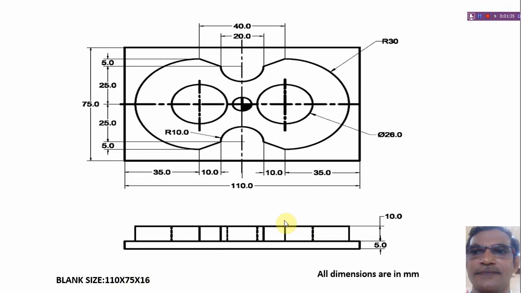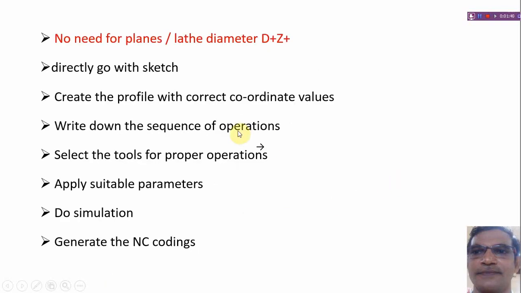And next one is steps we are following. The lathe operation, we are selecting the lathe diameter D plus and Z plus. For milling operation, no need to select that option, directly go with the sketch. First we are creating the profile with the correct coordinate values.